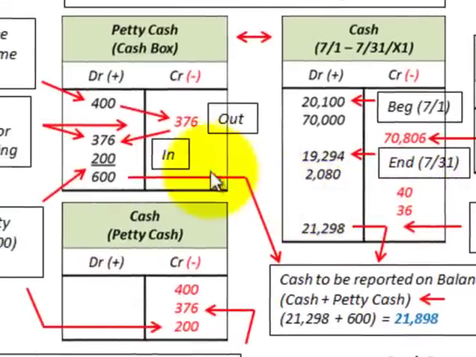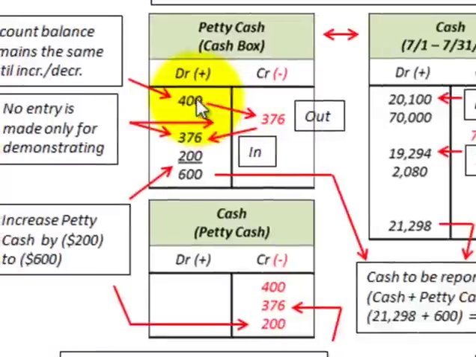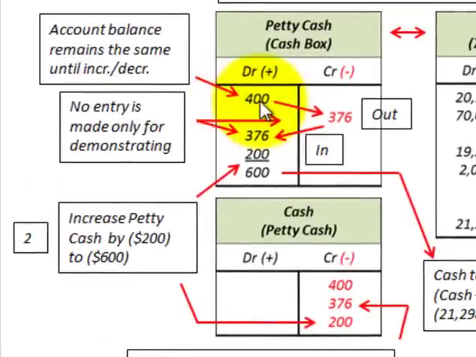Now let's go over and look at our petty cash. This is going to be like a cash box here, and so this is a separate fund, separate from our cash account over here. So we just say, for example, we started this petty cash fund during that July period. We would have debited it for $400, and then our cash account would have been credited or reduced for $400. So we transferred cash from our regular cash account to our petty cash account.